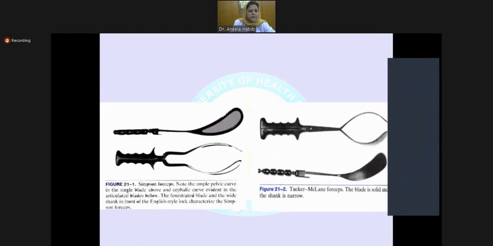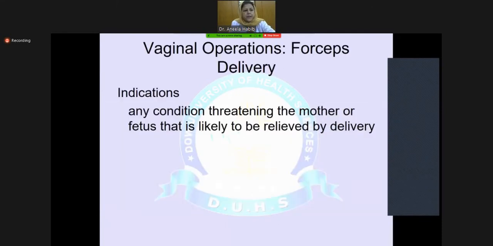These are the forceps. Actually, this is now obsolete, with the long shaft and everything. This is the forceps with the knobs and everything. But usually, after the popularity of the cesarean section to decrease maternal complications, these types of forceps are out of practice now. Forceps delivery: any condition which is threatening the mother or the fetus is likely to be relieved by a delivery with the application of the forceps.